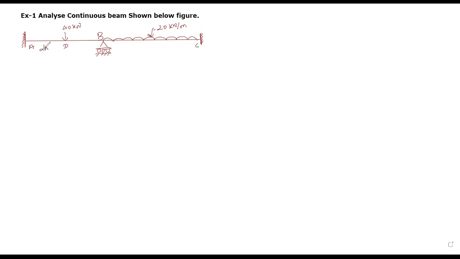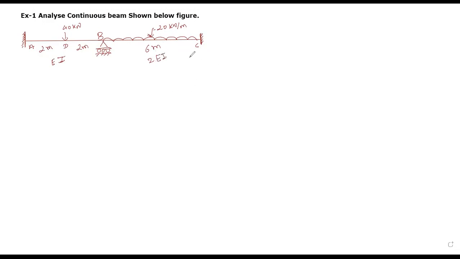Length between D to B is also 2 meters. Length between B to C is 6 meters. EI from A to B is EI equals I, where I is your moment of inertia and E is your modulus of elasticity. And between B to C, your EI equals twice EI. So we can say that there is a change in the cross-sectional dimension of the beam from B to C.